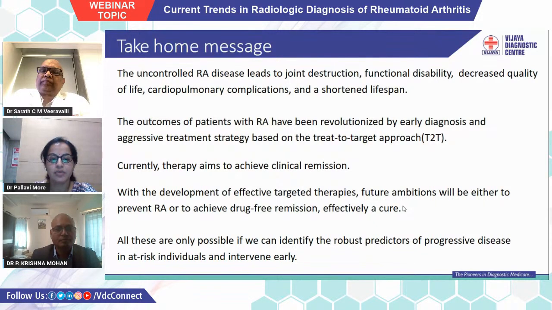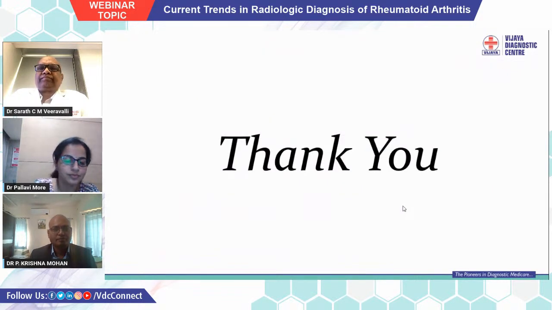Currently, the therapy aims to achieve clinical remission. With the development of effective targeted therapies, future ambitions will be either to prevent rheumatoid arthritis or to achieve a drug-free remission, which effectively will cure. All these are only possible if we can identify the robust predictors for progressive disease in at-risk individuals and intervene early. Thank you.